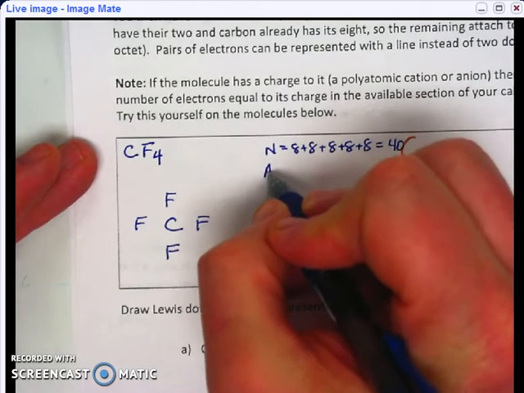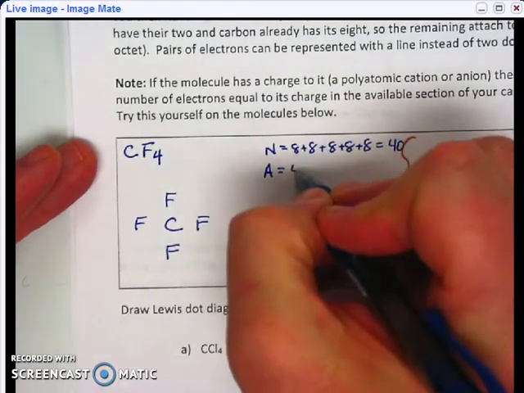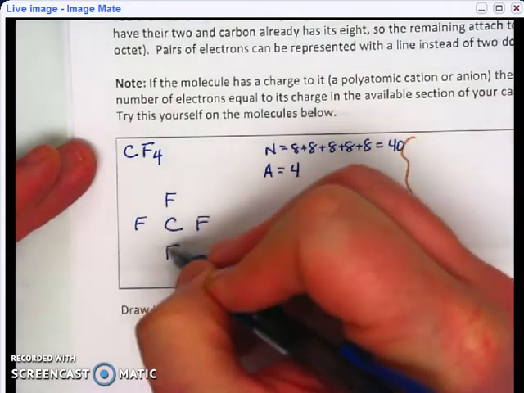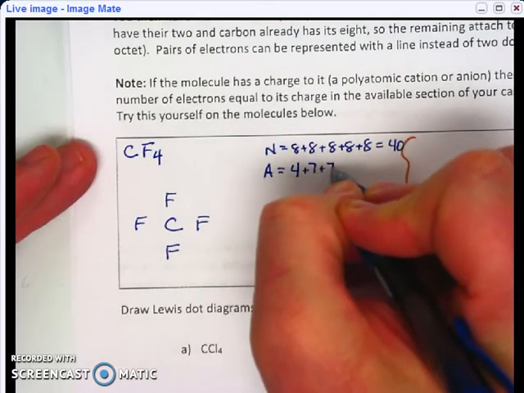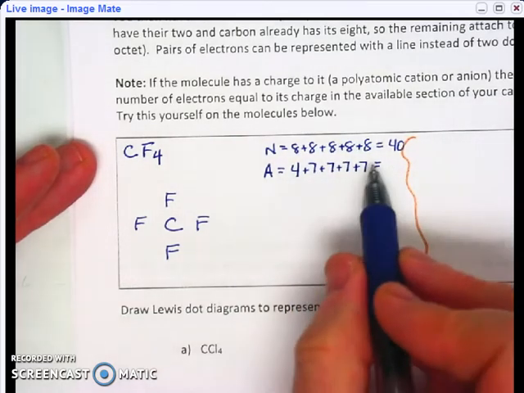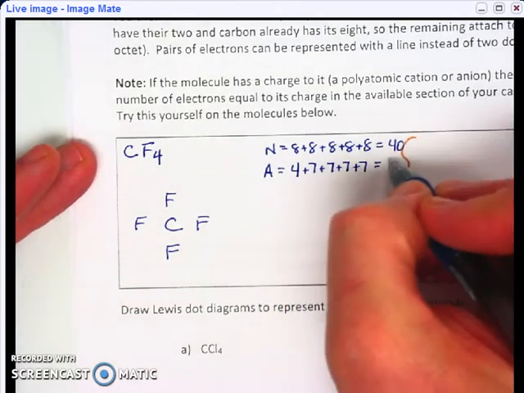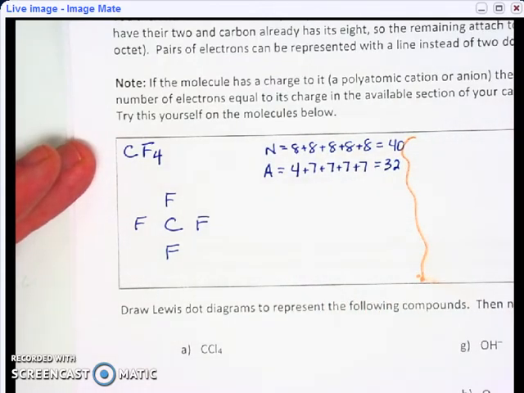Available. This is the one that we have troubles with. Carbon. We look at it on the periodic table. How many does it have? 4. And each of the fluorines have 7. When I add that up, it's 28 plus 4, it's 32. Like I said, those are the 2 places that we have some troubles with.